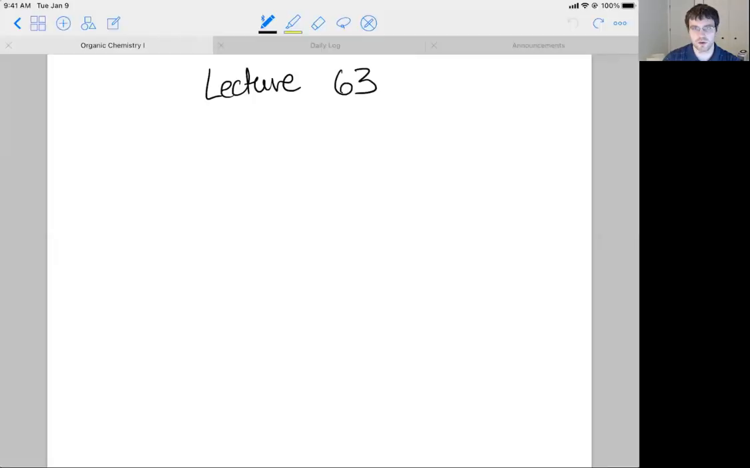In this lecture, we're going to look at a different way of thinking about what to do when group number 4 is not in the back. Getting right into it, if you remember, one of the important rules for assigning R/S on a molecule is to ensure that the fourth priority element is in the back. Okay, so let's look at an example.